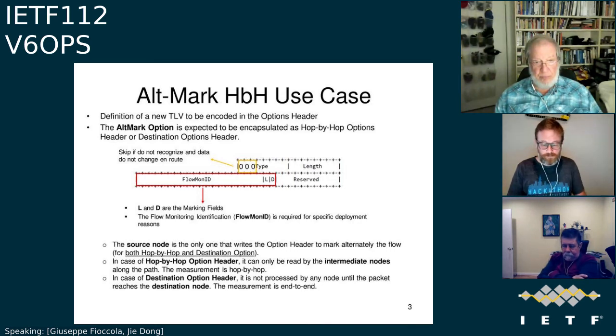How it works: the source node is the only one that writes the option header to mark the flow, for both hop-by-hop and destination option. In case of hop-by-hop, the option header can only be read by the intermediate nodes if they are configured to do so, and the measurement is hop-by-hop. In case of destination option, of course, the measurement is end-to-end. Next slide.